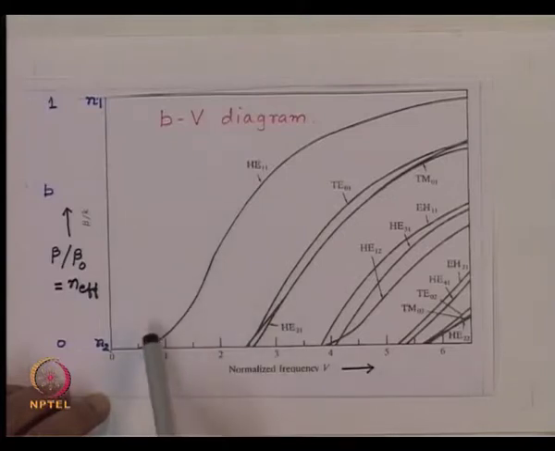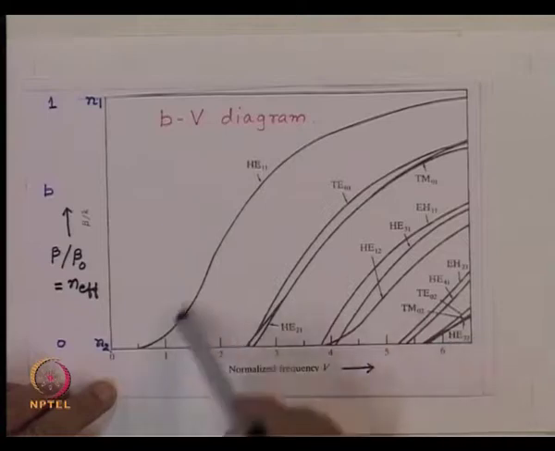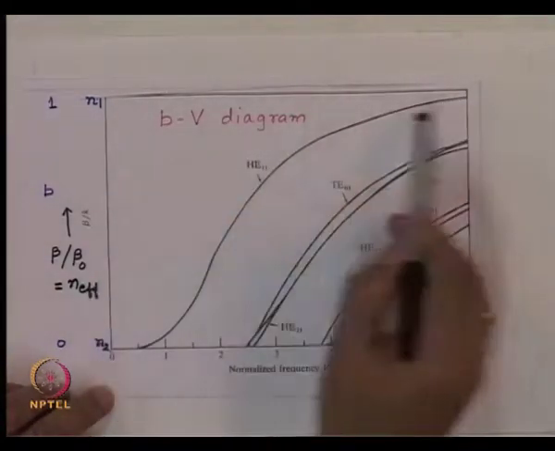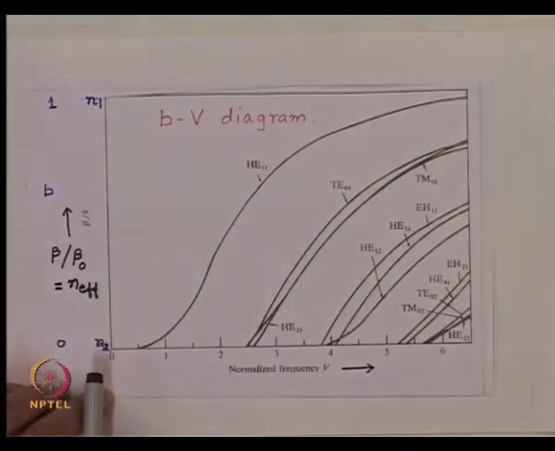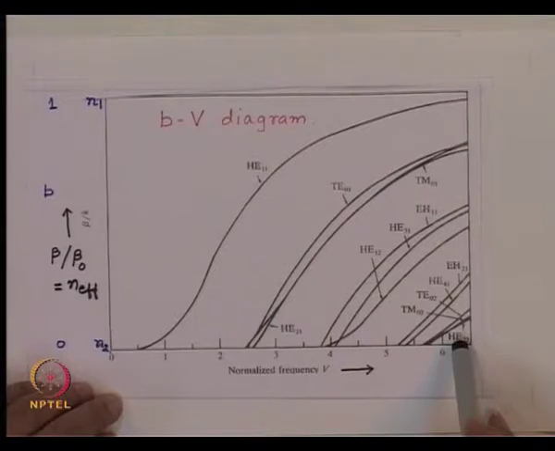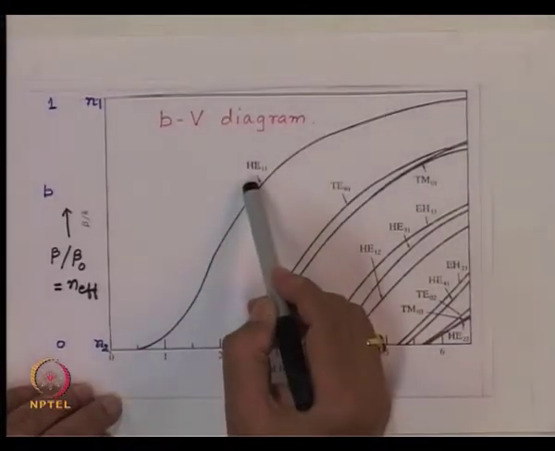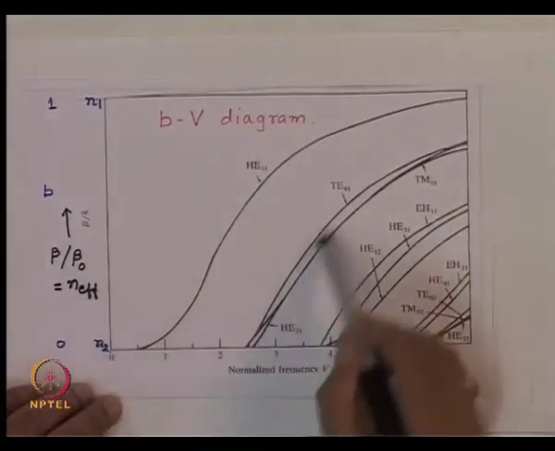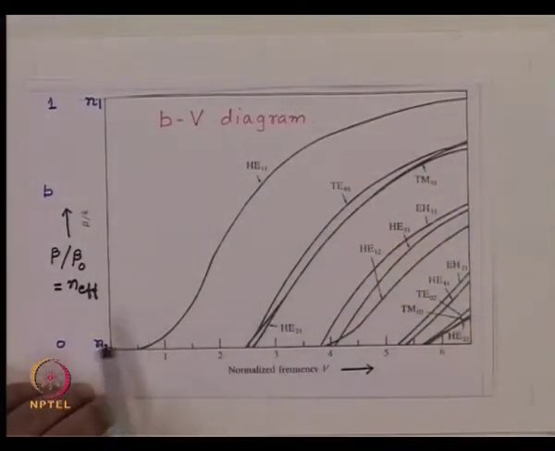So, if I look at this diagram here, ideally it means that I should use a very large V number, so that this curve here is very close to N1. However, if I choose a value of V which is lying somewhere here, of course, for the HE11 mode, we have a very good confinement of the energy, but we also have a very large number of modes which are propagating.